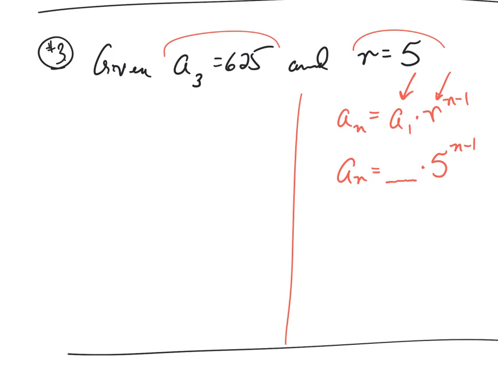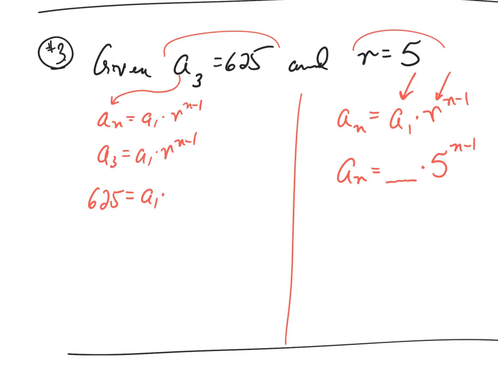Well, you could just kind of work it out with a calculator, but I want to show you a method that works for everything, ones that aren't quite so obvious. What we do, guys, is we take the formula, a sub n equals a sub 1 times r raised to the n minus 1 power, and what we're going to do is we're going to replace a sub n with a sub 3. And we do that because we actually know what a sub 3 is. A sub 3 is 625.